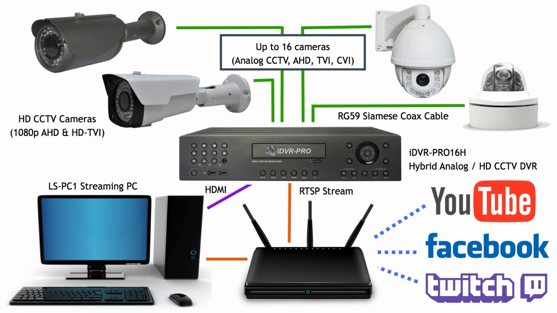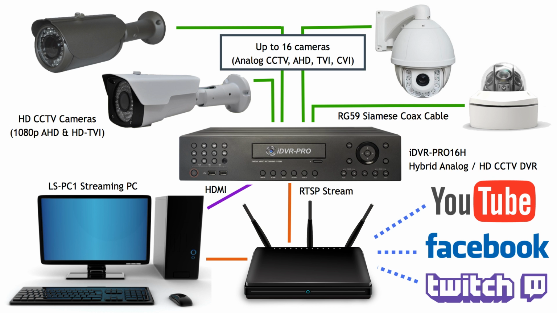So up top we have 16 cameras hardwired to our DVR. These are a mix of different types of HD over coax type cameras, also referred to as HD CCTV cameras. These are 1080p AHD and 1080p HD-TVI cameras. RG59 Siamese coax cable is used to hardwire those 16 cameras back to the DVR.